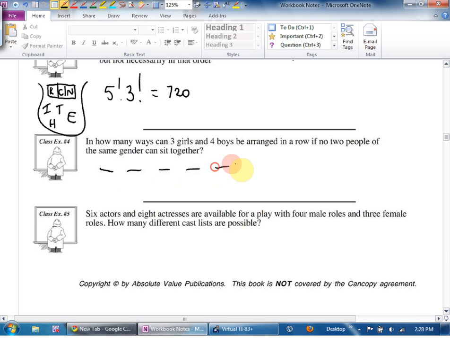How many choices do I have for the first boy? 4. How many choices do I have for the next boy? 3, then 2, then 1. How many choices do I have for the first girl? Then, two, then. Now, I wouldn't type that into my calculator. Can you see it was really 4 factorial, 3 factorial, and that's probably faster to type. Oh, wait a minute. I know 4 factorial. That's 24, and 3 factorial is 6, 144.